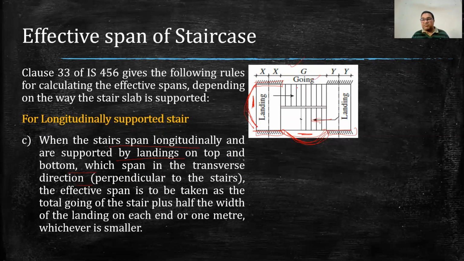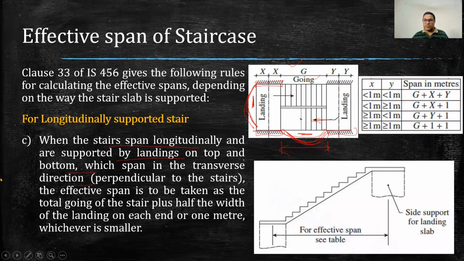Now, what will be the effective span in this case? The effective span will be the distance between the flight. In this case, sometimes the effective span is considered between the center to center of the support. So this time the support is this one, and this one is the support. So this is the effective span in this case.